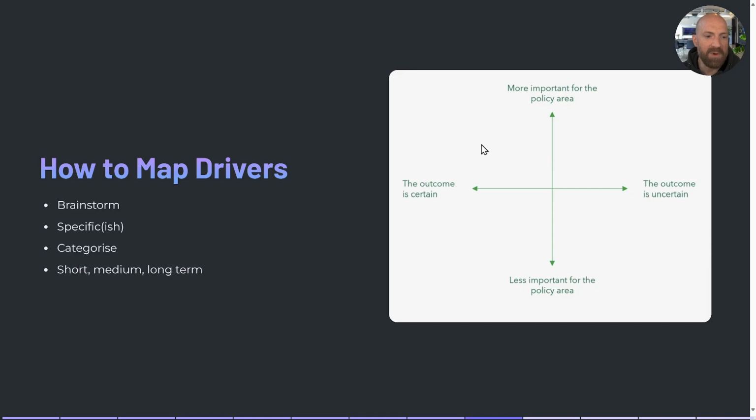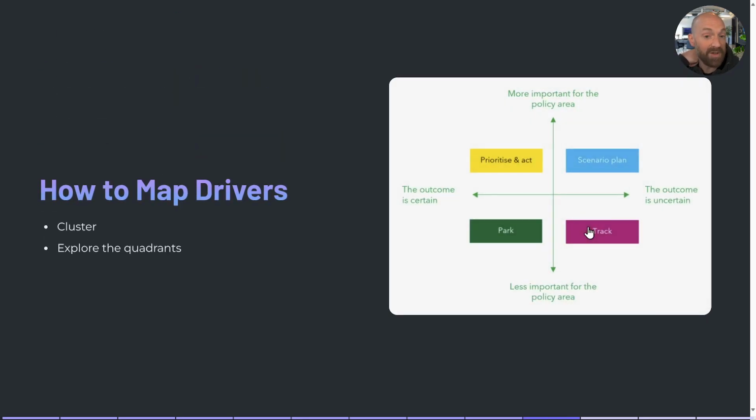So this importance and certainty 2x2 is another frequently used tool when it comes to driver mapping. So what you can do is take the drivers you have come up with, and place them in one of these 4 quadrants, or overlapping. They will quite often overlap one or more.